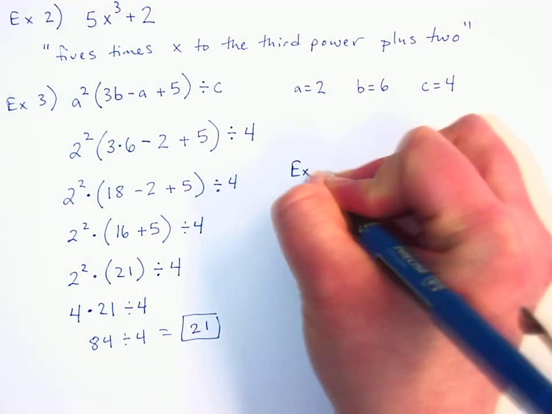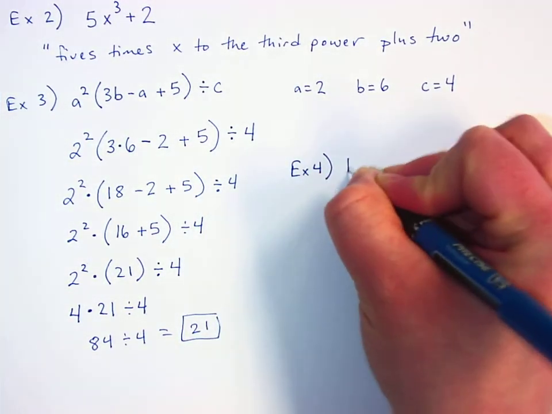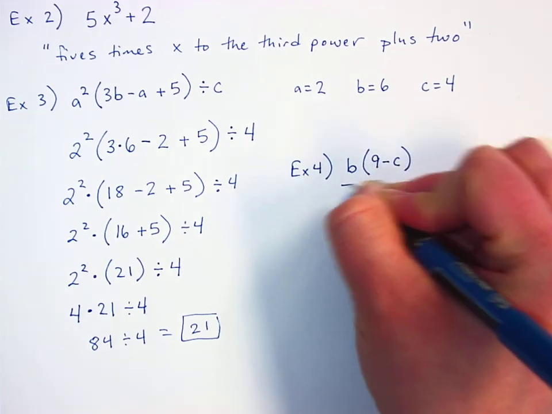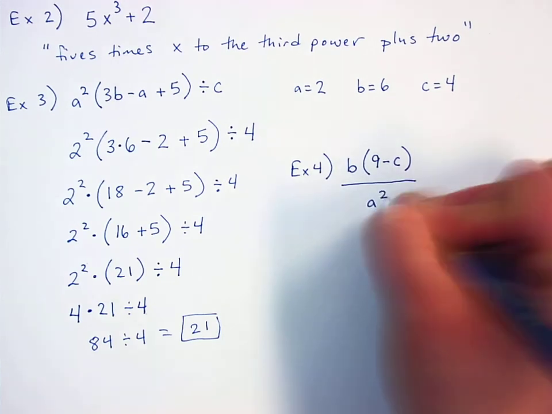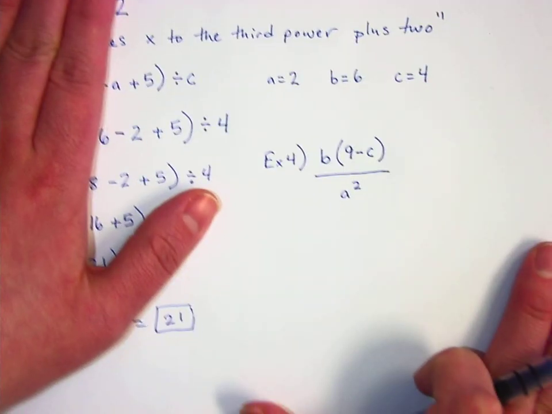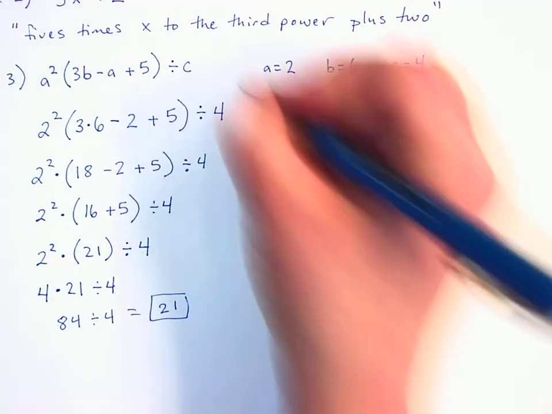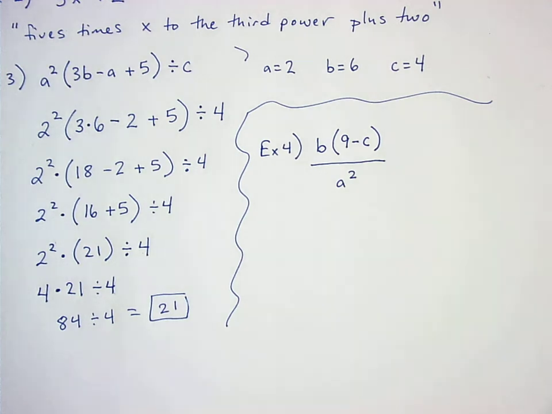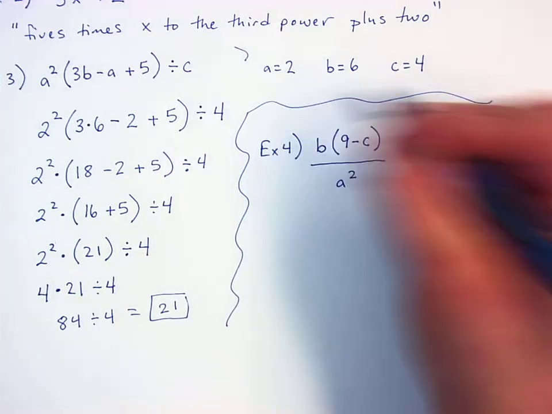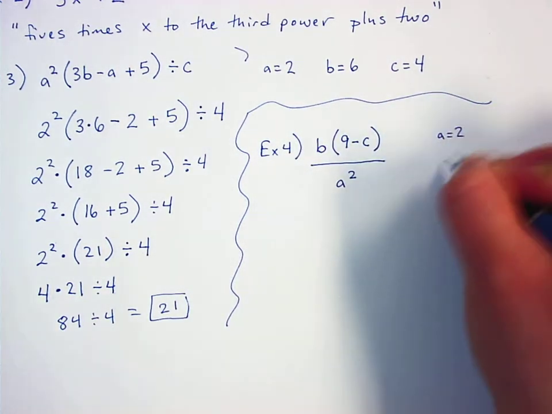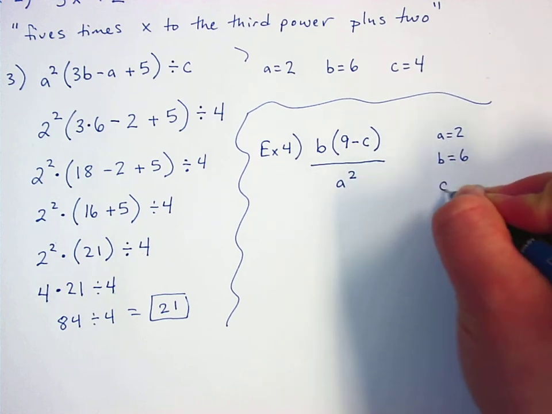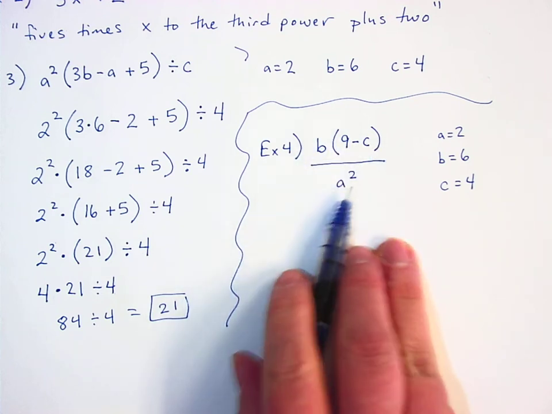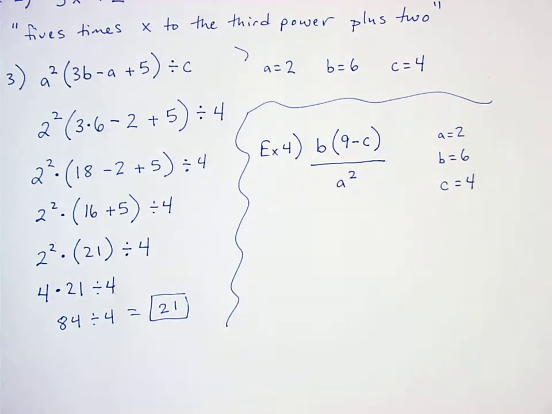Okay, so you're going to try one more, and here's what you're going to do. Write the problem down first. We're actually going to use the exact same numbers again. So A is 2, B is 6, and C is 4. This is a 9. And you're going to plug this stuff in and see what you get.